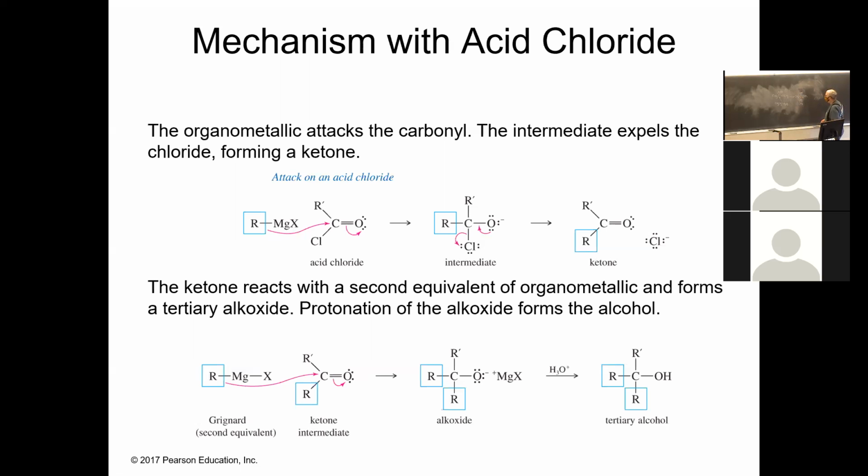We don't protonate it at this step. This compound is not stable. We'll talk about that next semester. This is called the hemiacetal. Most hemiacetals are not stable. So this is going to go on to the ketone, and then the ketone accepts a second equivalent.